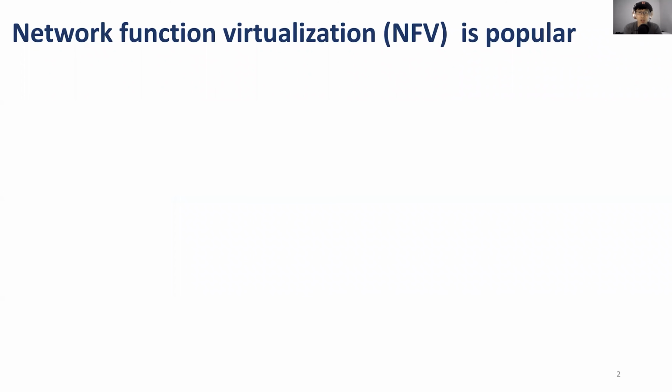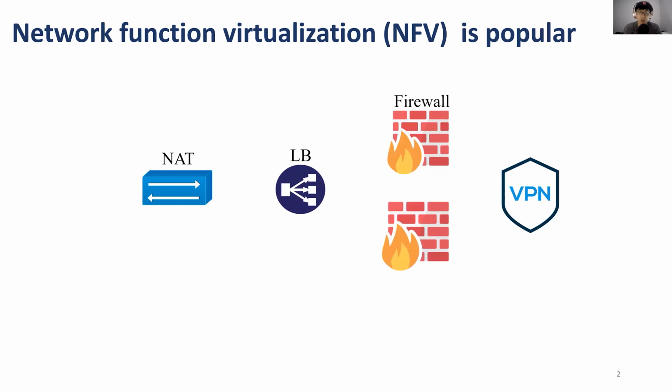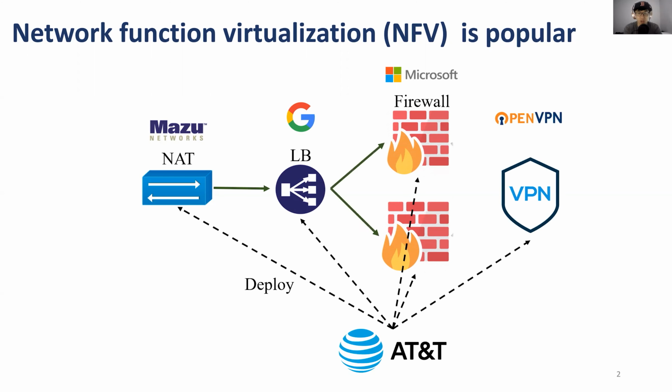Nowadays, network function virtualization, NFV, is becoming popular. We see a lot of virtual network functions in industry. For example, there are network translators, load balancers, firewalls, and VPNs. They could be developed by different vendors. An ISP like AT&T could collect those network functions, deploy them in the ISP network, and run them in a DAG topology. Finally, it could start to process user traffic.